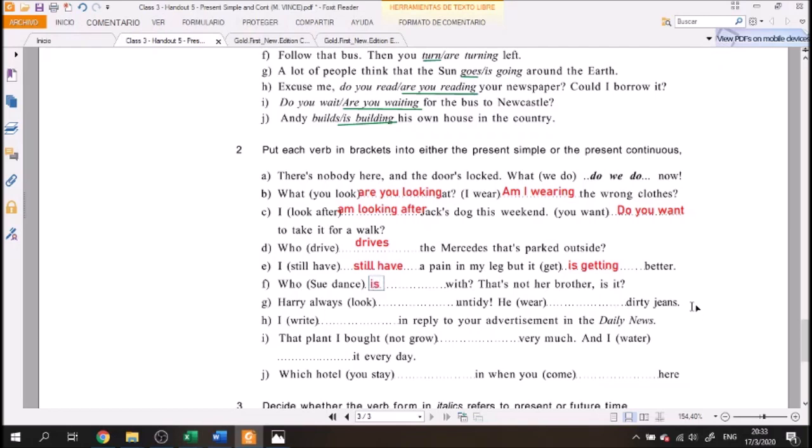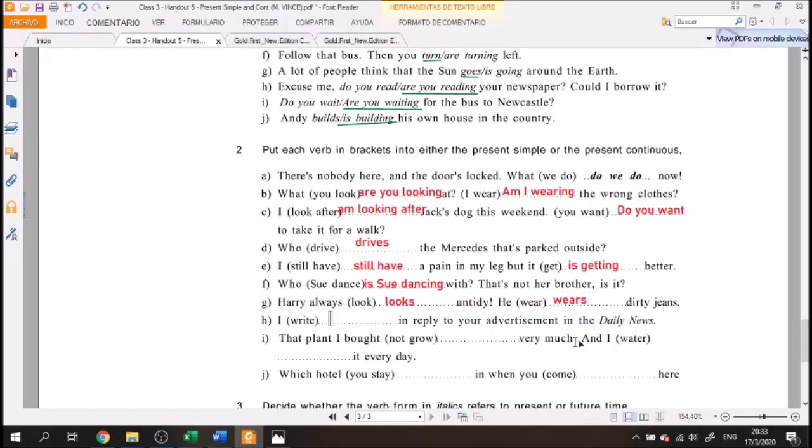Okay. Who is Sue dancing with? Right now, I'm looking at it, so present continuous. Okay, let's move on to letter G. Harry always looks untidy. He wears dirty jeans. We could also have used the present continuous here if we reflect on the fact that we can use it for annoying habits, right?